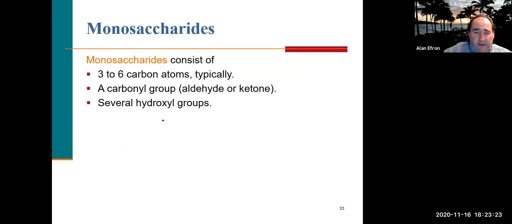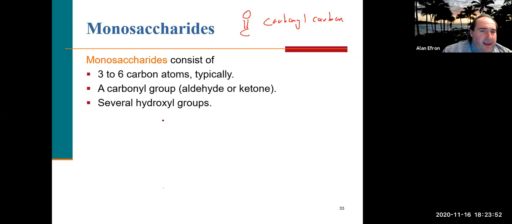Let's first start with monosaccharides. Monosaccharides will typically contain 3 to 6 carbons. They typically will have that carbonyl group on it. A reminder that the carbonyl carbon is the same thing that we saw in organic chemistry. It is our carbon-oxygen double bond, and that's our carbonyl carbon.